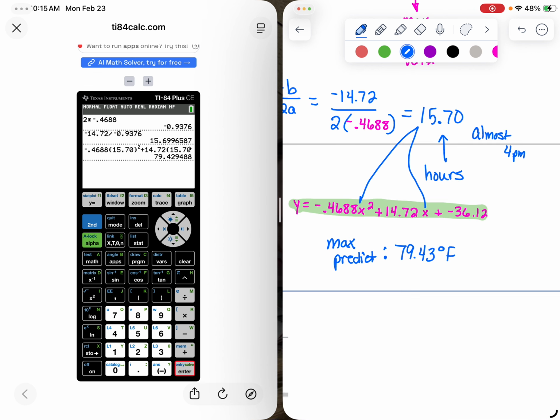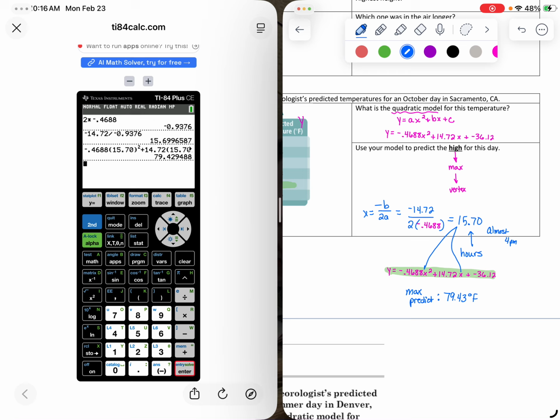The reasons this is off are because our points don't make a perfect parabola, and we did a lot of rounding. But you get the idea that you have to make your model using your calculator, and then to find the max or the min, you do your vertex by doing opposite b over 2a.